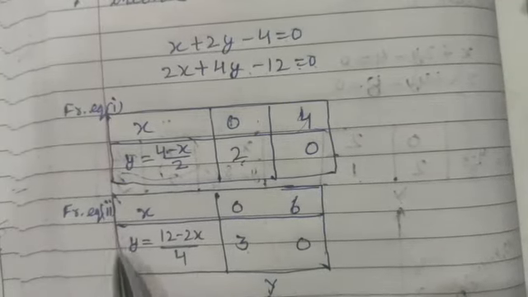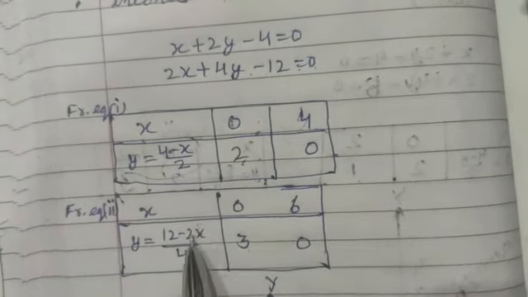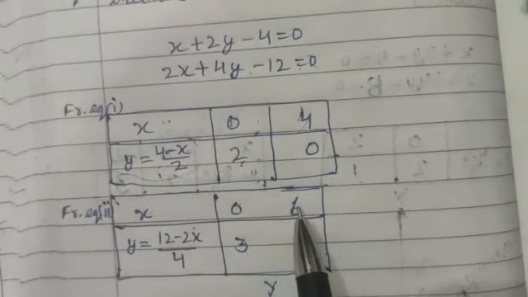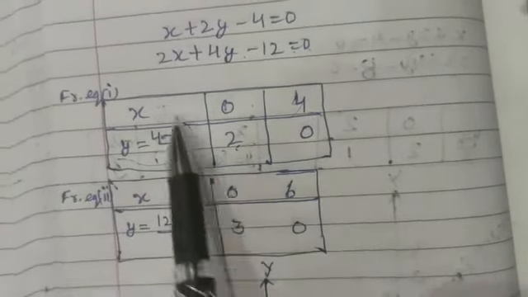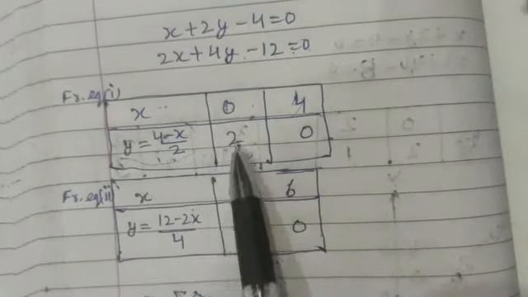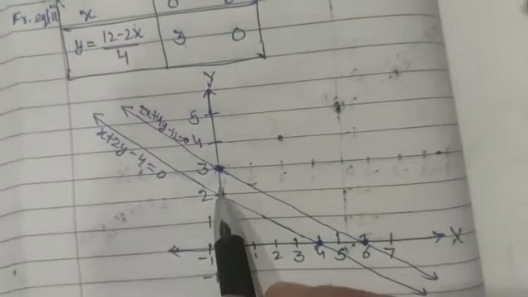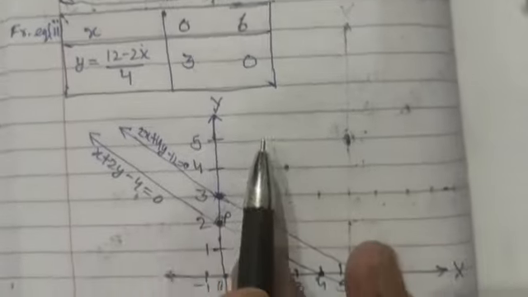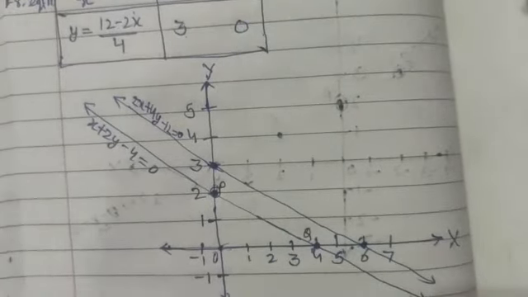Now from equation second, we are getting y as (12 minus 2x) by 4, and here if you take x equal to 0, we are getting y as 3, and if you take x equal to 6, we are getting y as 0. Now from equation first, first point is (0, 2). Now x is 0, y is 2. So this is our point P. Now second one is (4, 0). If x is 4, y is 0. This is our point Q.